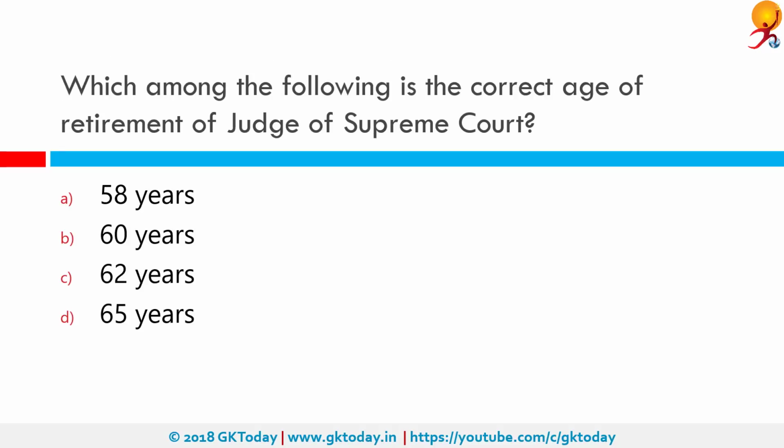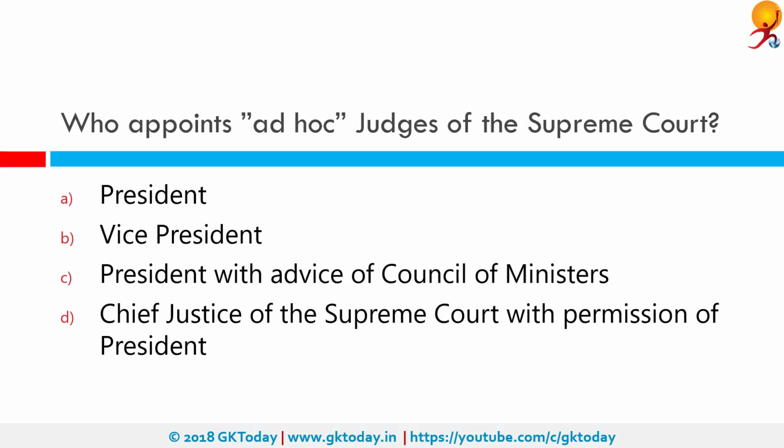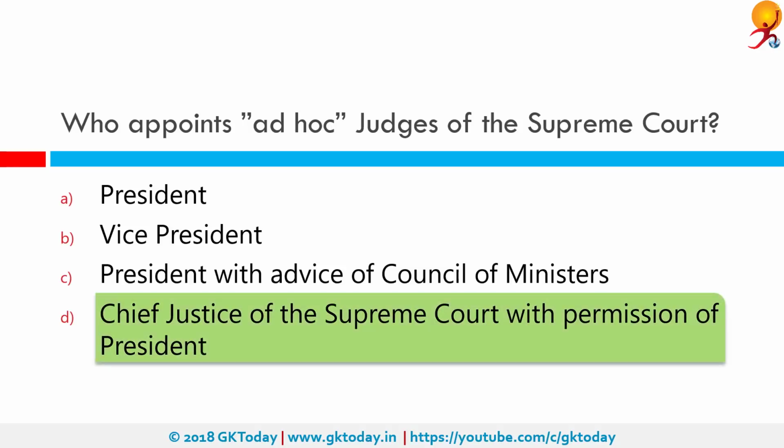Which among the following is the correct age of retirement of Judge of Supreme Court? The current age of retirement for Supreme Court judges is 65 years, while for High Court judges it is 62 years. Who appoints ad hoc judges of the Supreme Court? Ad hoc judges can be appointed in the Supreme Court by the Chief Justice of India with prior consent of the President, if there is no quorum of judges available to hold and continue the session of the court.